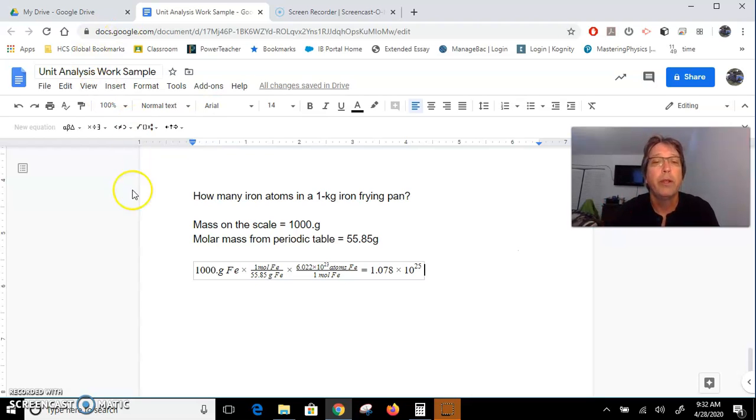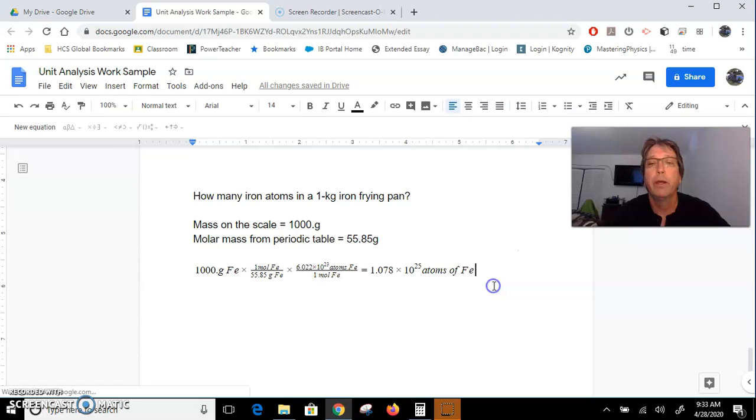And we'll notice that grams of Fe canceled with grams of Fe, moles of Fe canceled with moles of Fe. I'm left with atoms of iron. And that was what the question was. So, hey, I'm probably going to be correct here. That's how you do it. I hope that helps you. Like I said, you can do the written, but trying to get a clear picture has proven very difficult for a lot of my students. So once you get used to typing it, it's not that big a deal.